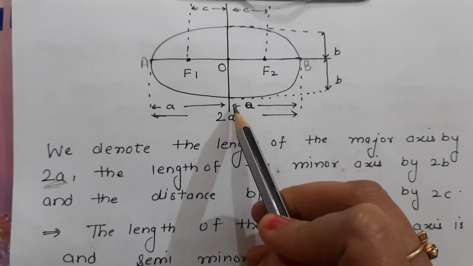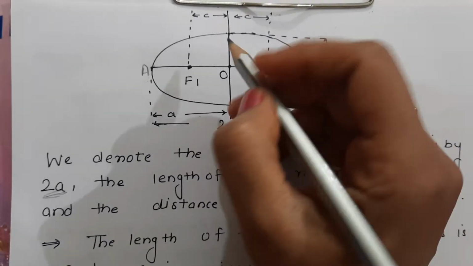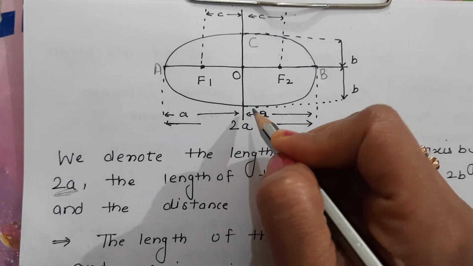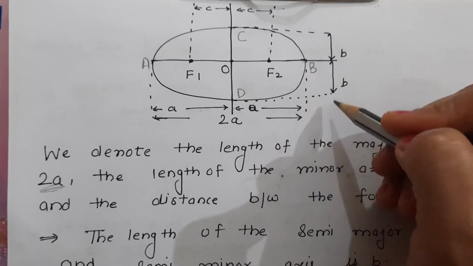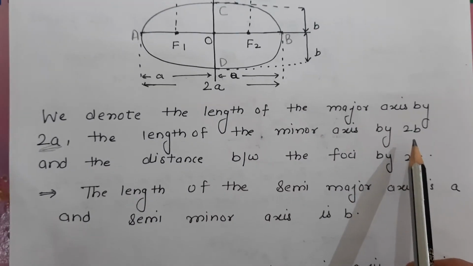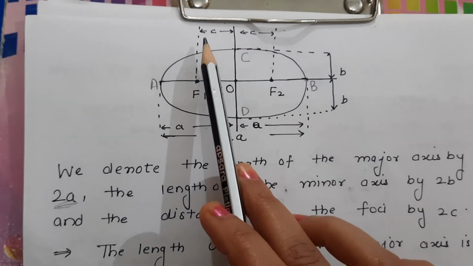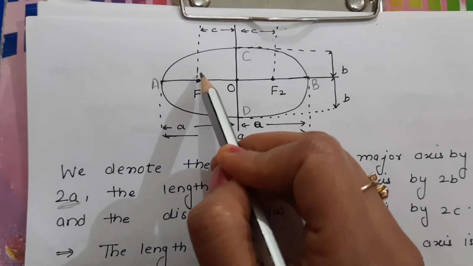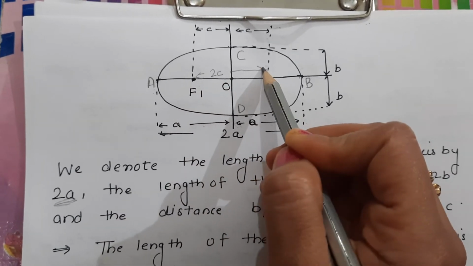This a is known as the semi-major axis of the ellipse. Then, if this is point C and this is D, this CD is the length of the minor axis. We denote the length of the minor axis by 2b. And the distance between these two foci is 2c. This complete distance F1F2 is 2c.